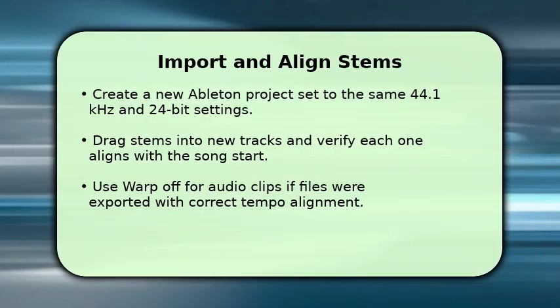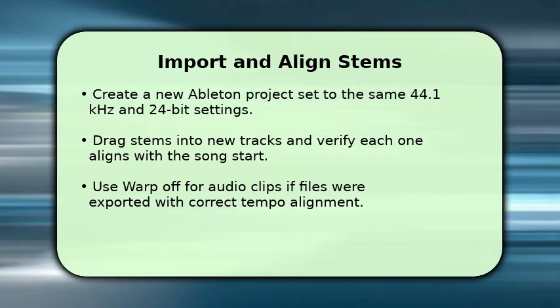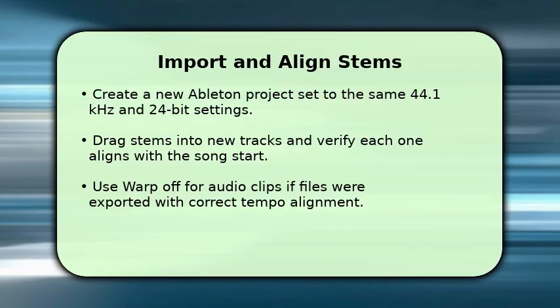Open a fresh Ableton project matching the 44.1 kHz and 24-bit settings you used. Drag your exported stem WAV files into new audio tracks, 1 file per track, and visually align each clip to the beginning of the arrangement.